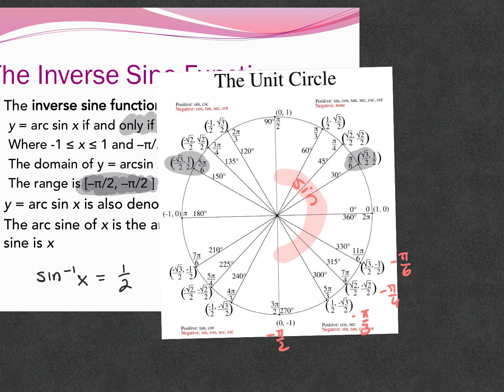So if that's the case, now I should only have one answer. From the right side of my unit circle, where is sine 1/2? That only happens at pi over 6. So there is only one correct answer for these. You do not use your entire unit circle. Sine is restricted to the right side of it. Even furthermore, the negative angles of the right side. So I don't use 11 pi over 6 and 7 pi over 4. I use negative pi over 6 and negative pi over 4.